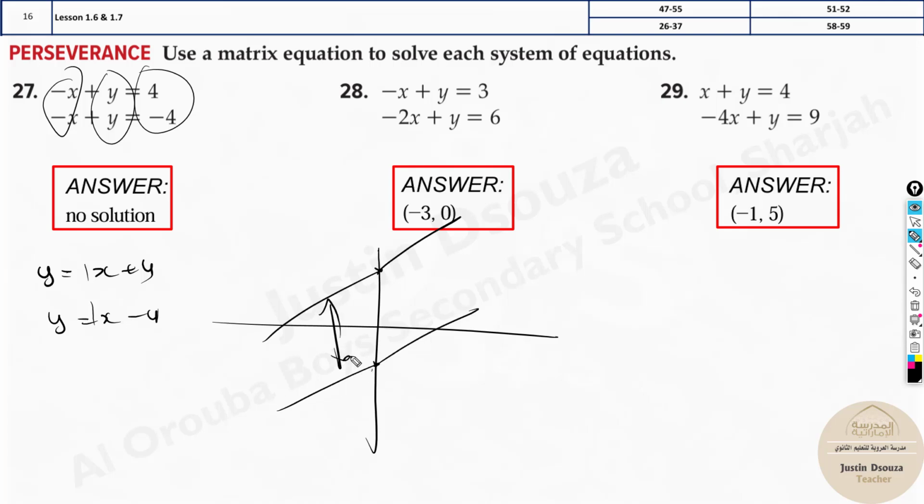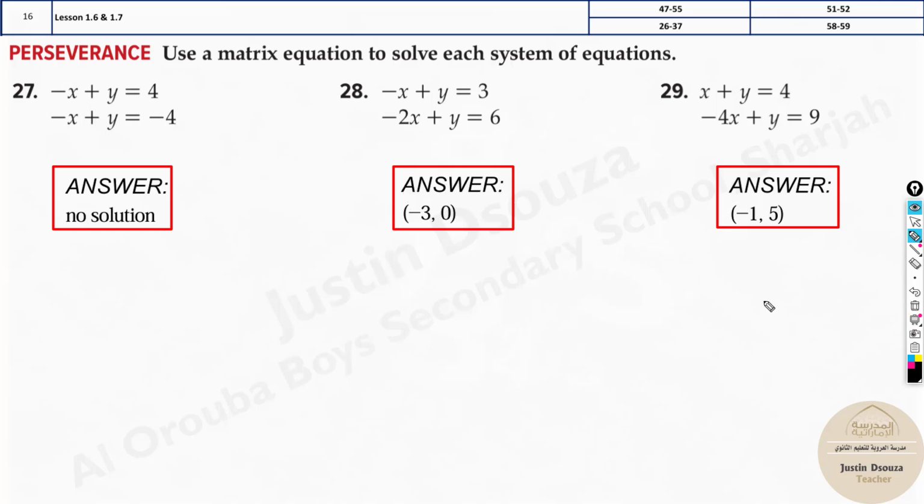They are parallel lines. They will never touch each other. It's just that their intercepts are different. So you will never have an intersecting point. Only when lines intersect, that is the solution point. Now if you draw these two graphs, at this particular point, they are intersecting each other. That's the solution. So this doesn't have one.